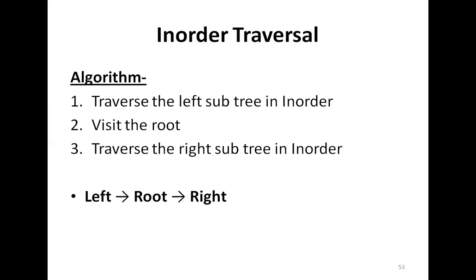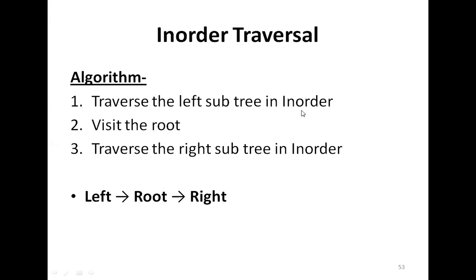Post means root will be in the right. So this is inorder traversal, that's why root will be in the middle of this left and right. So this is left, then root, then right. So this is the algorithm: traverse the left subtree in order, then visit the root node, then traverse the right subtree in order. So this is the inorder traversal algorithm.